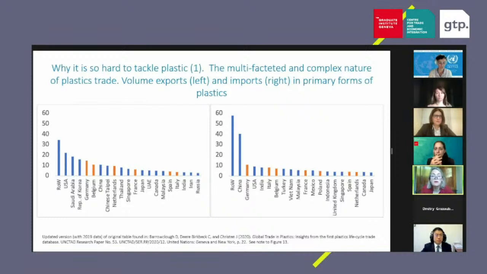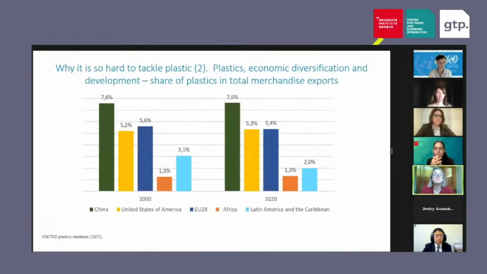But the point that we learned from this is that plastic is absolutely ubiquitous in daily life, in practically every aspect of our economy. And there's no country that's untouched by it. And they're often playing multiple roles.